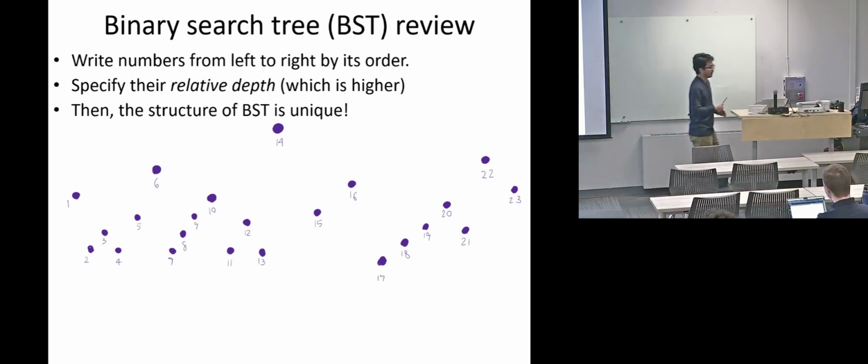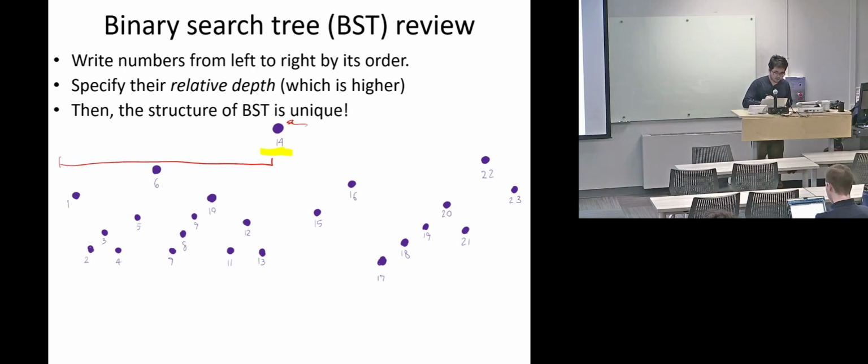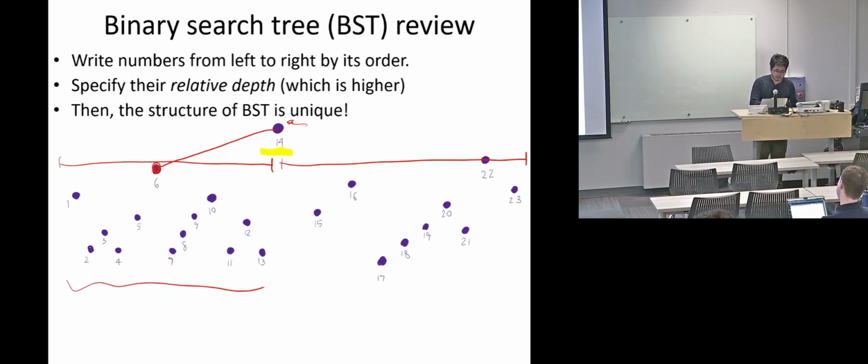Why? Because if I say that, okay, this node needs to be the highest, then this is going to be the root. And then within this, everything on the left and on the right, if this guy is the highest among everyone here, then the root must connect to this guy. And 14 must connect to 22.